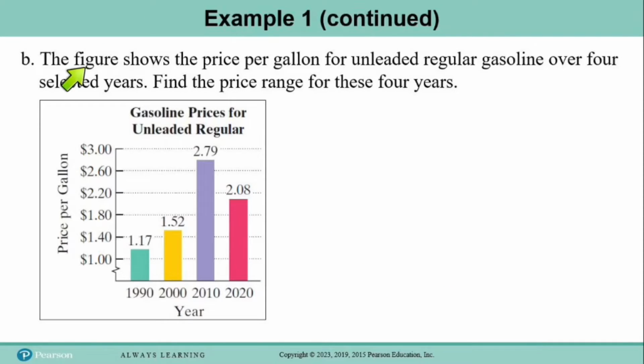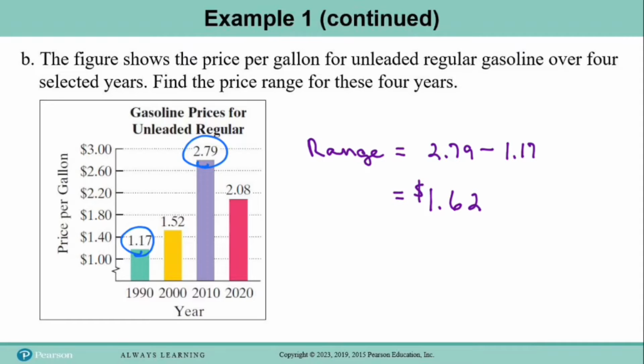And now let's look at part B. The figure shows the price per gallon for unleaded regular gasoline over 4 selected years. Find the price range for these 4 years. So we know that to find range we need to do largest value minus smallest value. It's easy to see the largest gas price on the graph. That would be the one with the tallest bar. And so the largest value in the data set is 2.79. And then the smallest value would be the one with the shortest bar, so the smallest value is 1.17. So the range for these 4 values is 2.79 minus 1.17, and that gives us a value of $1.62 for the range.